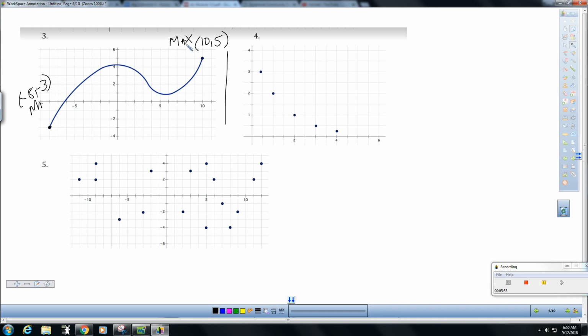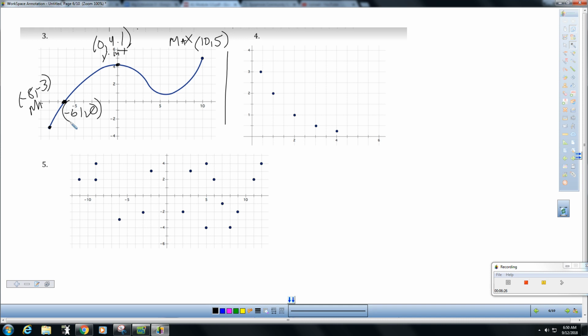Okay, it looks like we have a y-intercept. How do we find our y-intercept? We put in a 0 for x. So that's 0, 4.1 is our y-intercept. And it looks like negative 6.1, 0 is our x-intercept. How do we find our x-intercept? We put in a 0 for y. Okay, for the rest of this, I'm just going to name the points. I'm not going to write them out because I honestly do think that you guys understand this. Okay?